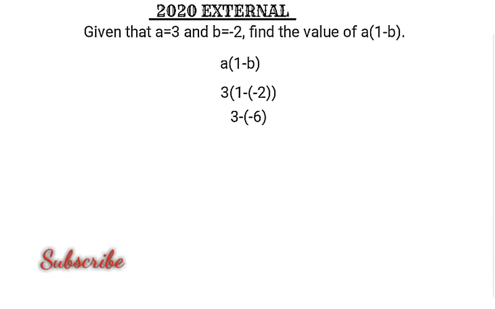Once I've done that, I'm going to multiply the negative by negative 6, because the negative there is more or less like negative 1. So I'm going to write 3, then negative 1 multiplied by negative 6 will give us positive 6. So 3 plus 6 will give us 9. So 9 was the correct answer. Let's go to the next question.